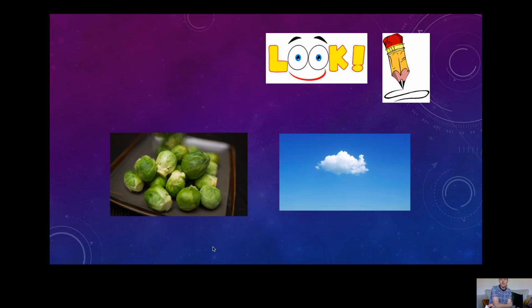Oh, here are some pictures that have the ow sound. Can you try and write them down? Have a look closely at those two pictures. There's pictures of sprouts. Can you try and write the word sprout? It's got an S on the end because there's more than one. Plural. Sprout. Sprouts.